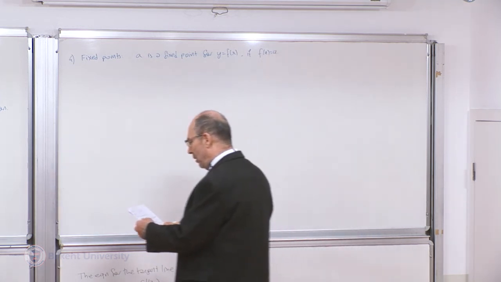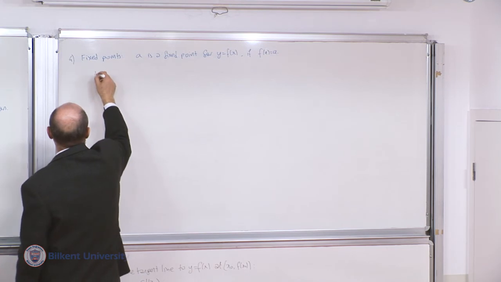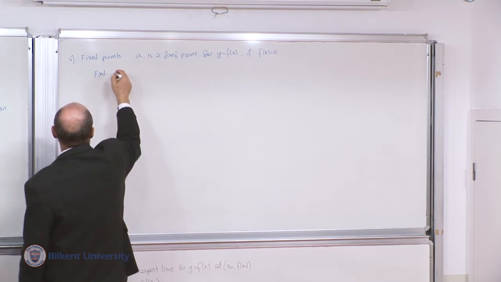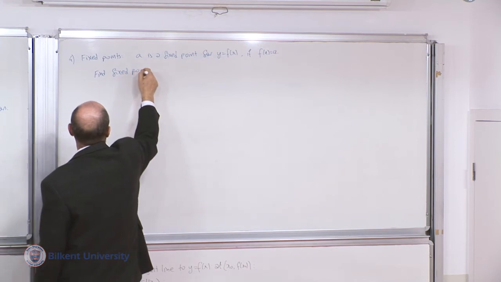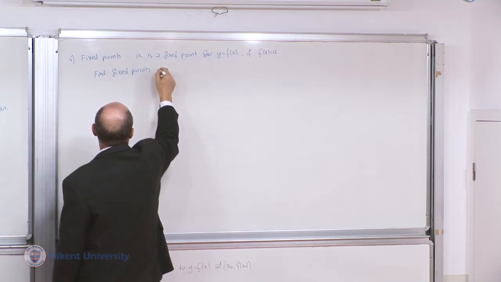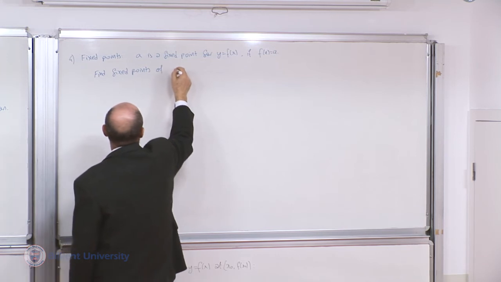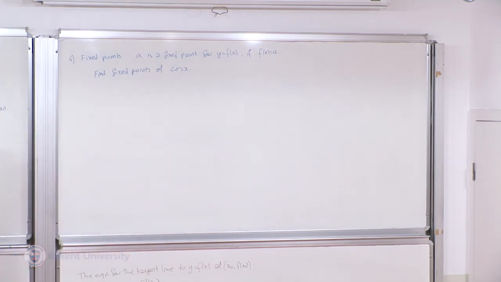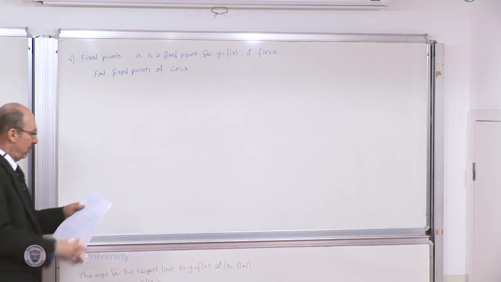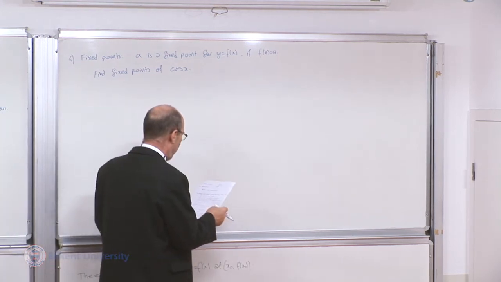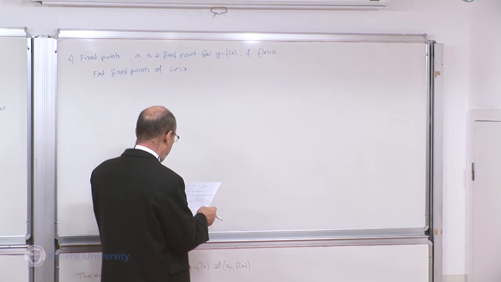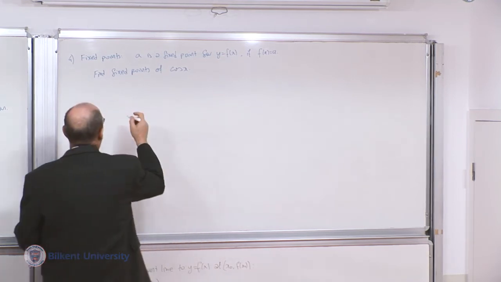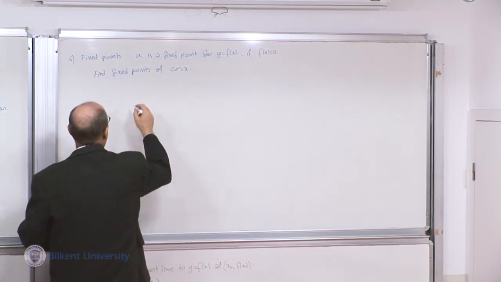Okay, so find fixed points of cosine x. Okay, so let's see what we can do here. So the problem here will be something like this.